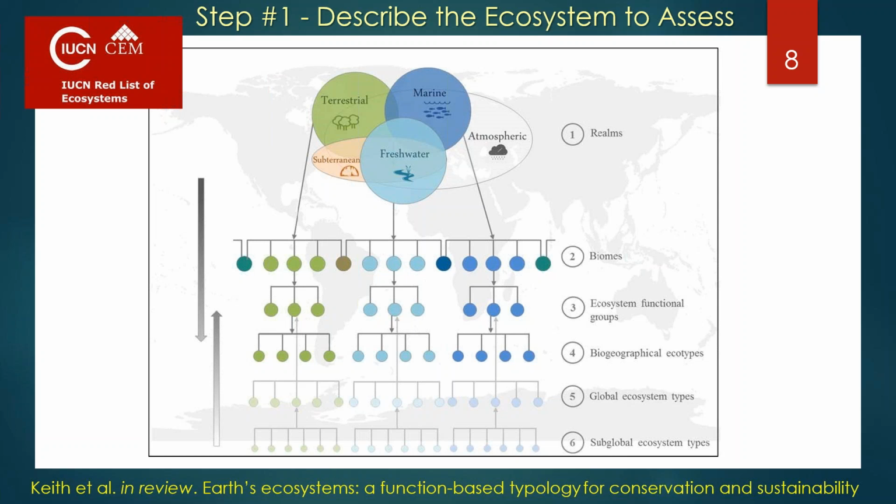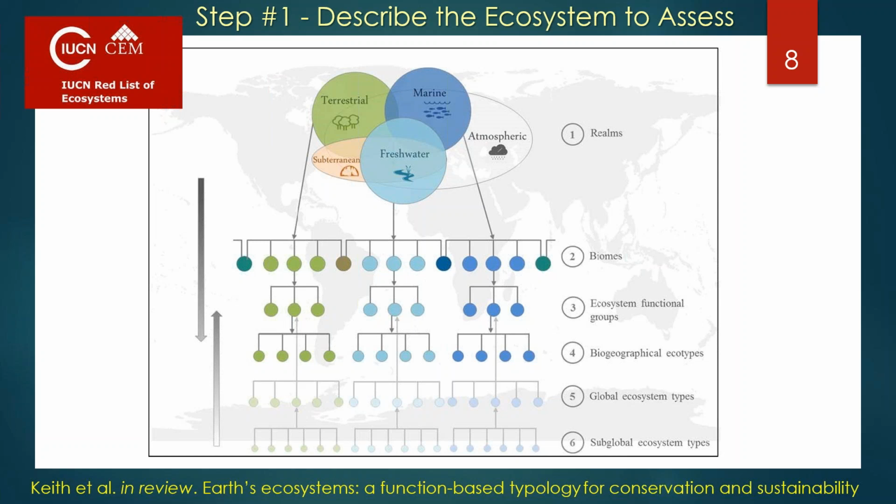So are we talking about terrestrial or marine or freshwater or subterranean, atmospheric level ecosystems, or do we step those down to biomes, down to ecosystem functional groups, or biogeographic ecotypes, or global ecosystem types or subglobal ecosystem types. The intent, again, is a broad framework of organization so that we, coming from a variety of perspectives in different locations around the world, could tie ourselves to a scaling and a common framing for how we're describing the ecosystems that we're actually going to assess.